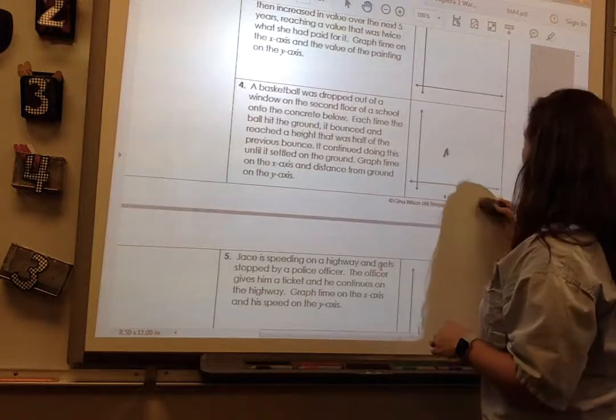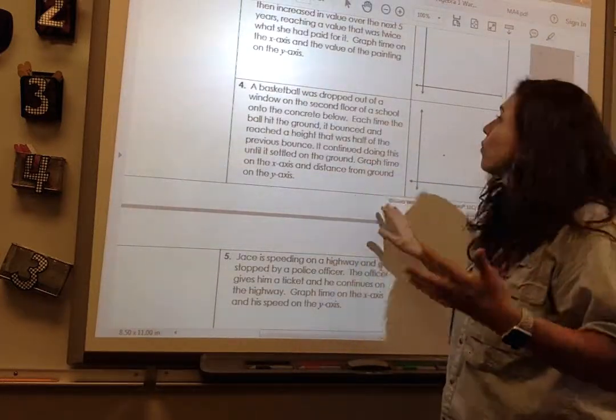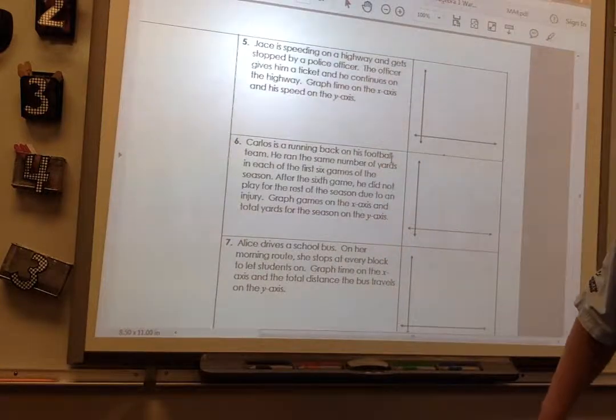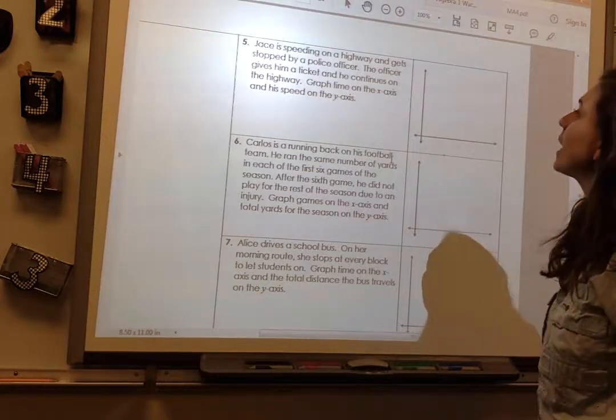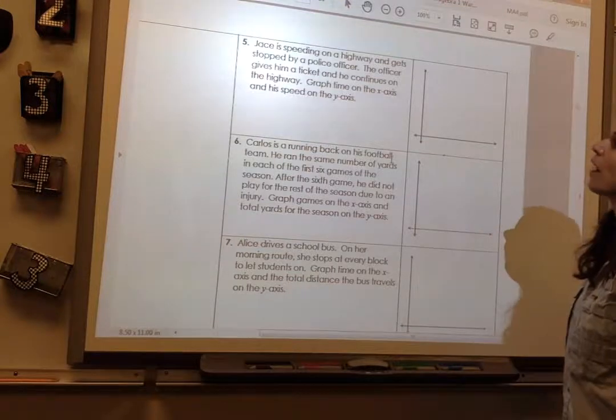And the best way to make sure you understand these is, unfortunately, just to do more practice problems. So let's look at number 5. Number 5 says that Jace is speeding on the highway and gets stopped by a police officer. The officer gives him a ticket, and he continues on the highway.